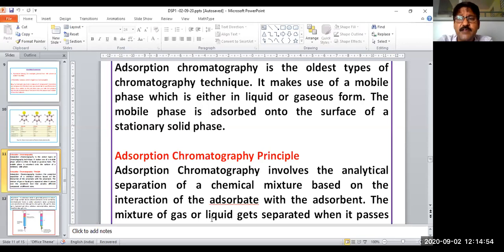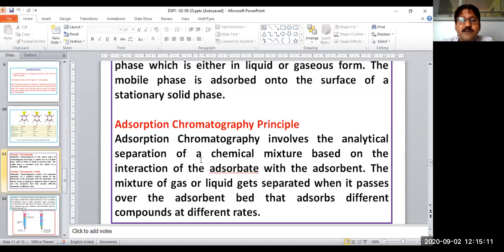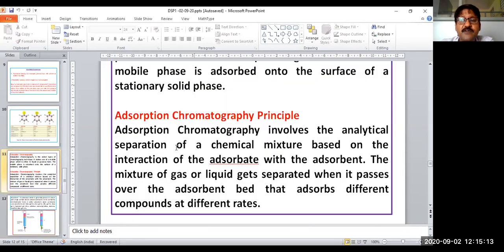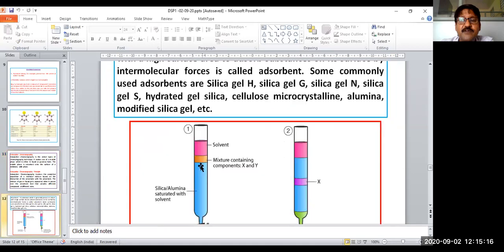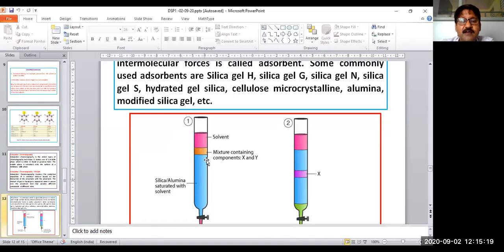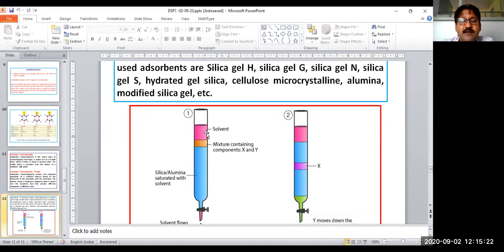Adsorption chromatography is the oldest type of chromatography technique. It makes use of a mobile phase, which is either in liquid or gaseous form. The mixture is adsorbed on the surface of the stationary solid phase. So it is based on the same adsorption chromatography, and you will be working on the same principle. Here you have solid silica or alumina filled into a column, and you add your mixture first. This mixture contains benzene, ethanol, phenol, and aniline, and initially it will stick onto the surface of the solid.